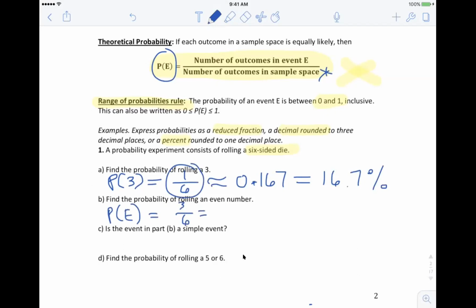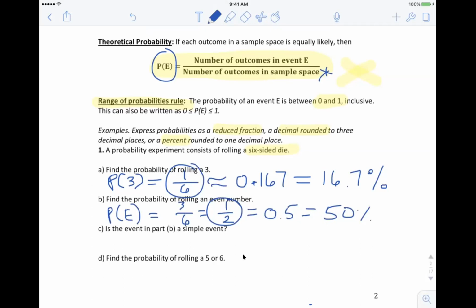And this reduces to 1/2. Right? Or as a decimal, that's 0.5. Or move it 2 places for the 50%. So any of those are a valid answer. 1/2, 0.5, 50%.